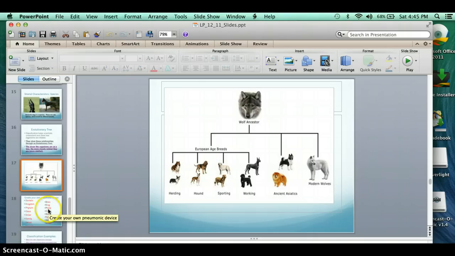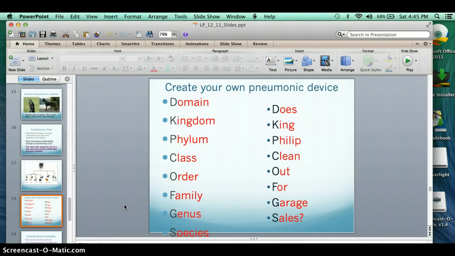Okay, the last thing you're going to do on your notes sheet is you're going to create a mnemonic device. A mnemonic device is like a memory device. So you're going to create some sort of way for you to remember the order of these groups. So domain, kingdom, phylum, class, order, family, genus, species. So my example here is, does King Philip clean out for garage sales? Okay, you're going to take each letter of each word and put it into your own memory device, sort of like the Does King Philip one. So take time on your note sheet to figure out a mnemonic device, a memory device, to remember the order of that pyramid.